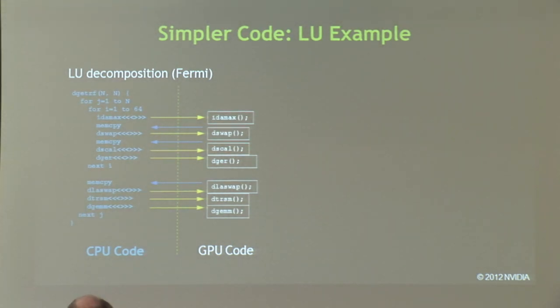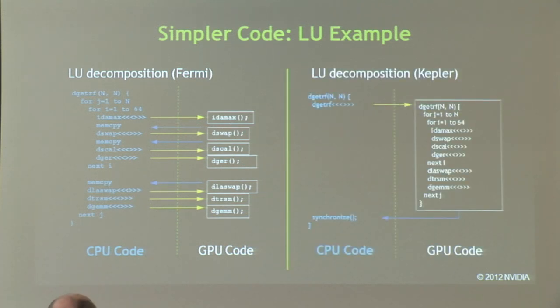Simple LU example, again, something very complicated to write on the Fermi. From a software guy's perspective, this is horrible because you have to maintain a CPU function and a GPU function. A lot of times they're in different files, and it's very hard to wrap your head around. Now on the GPU, you just have all your control loops over here, you go, and then you just wait for the GPU to be done.